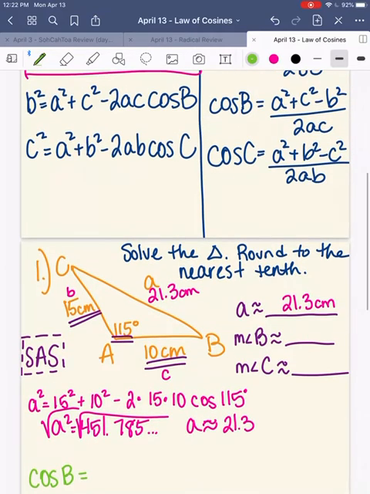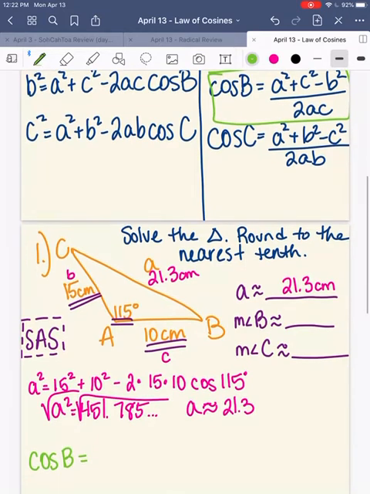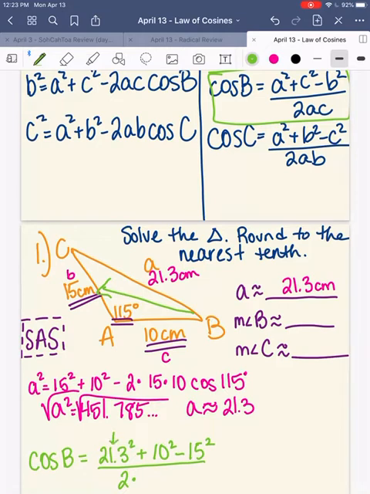Let's go to our formula, which is here. We're going to do A squared. A is the one we just found, 21.3 squared, plus C squared, which is 10 squared. And then it's a minus. And you guys, this is how I remember it: the one that you minus is the one that's across from the angle you're finding. All over 2 times AC, and then it's these two numbers, just not squared. So 21.3 times 10.